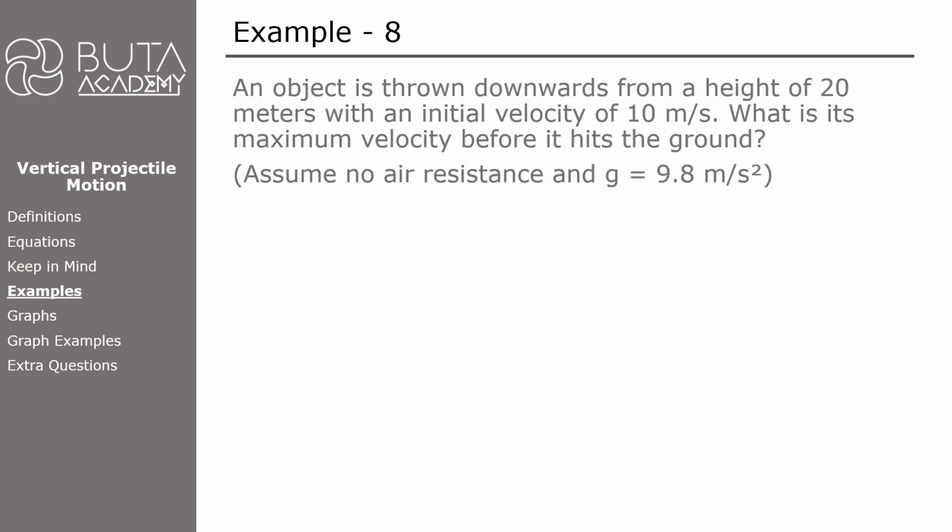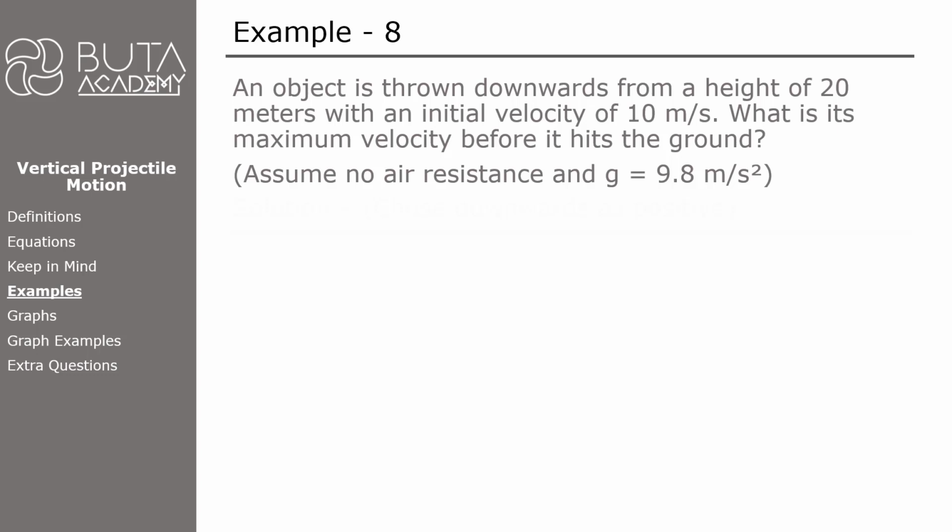Unlike the previous examples, in example 8, an object is thrown downwards from a height of 20 meters with an initial velocity of 10 meters per second. What is its maximum velocity before it hits the ground? Assume no air resistance and g is equal to 9.8 meters per second square.